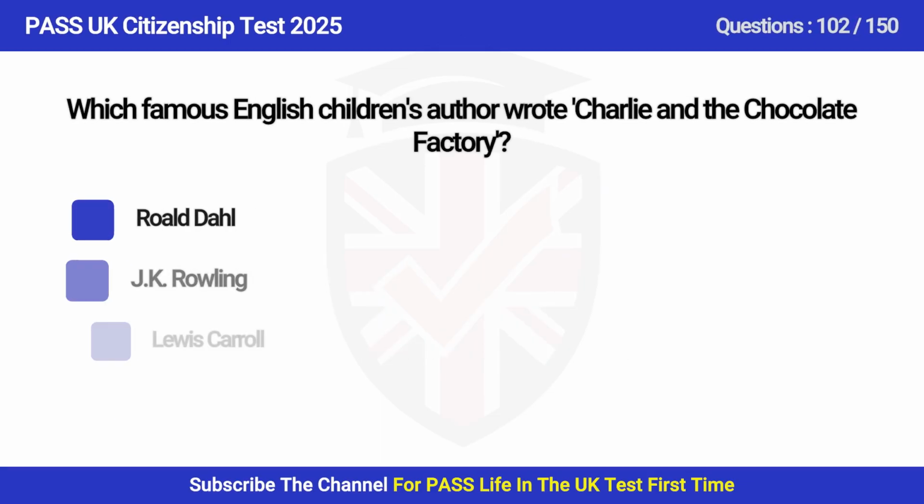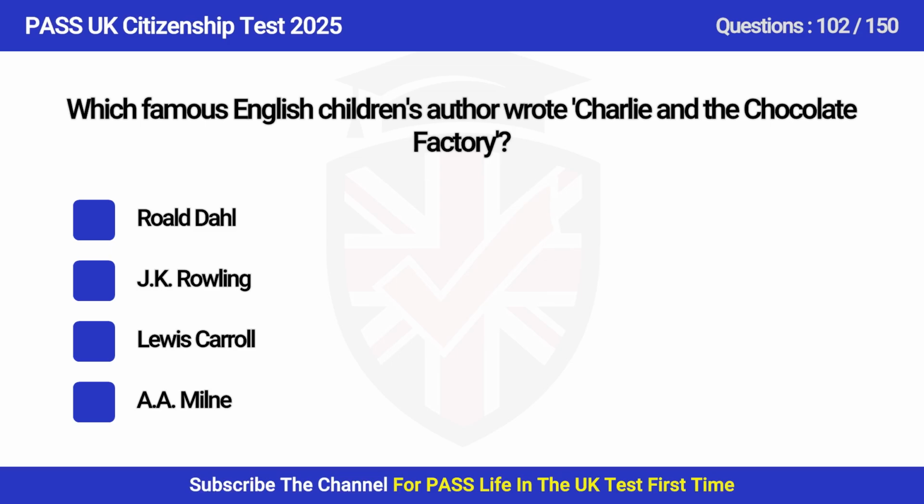Question 102. Which famous English children's author wrote Charlie and the Chocolate Factory? A. Dahl, B. J. K. Rowling, C. Lewis, D. A. A. Milne.